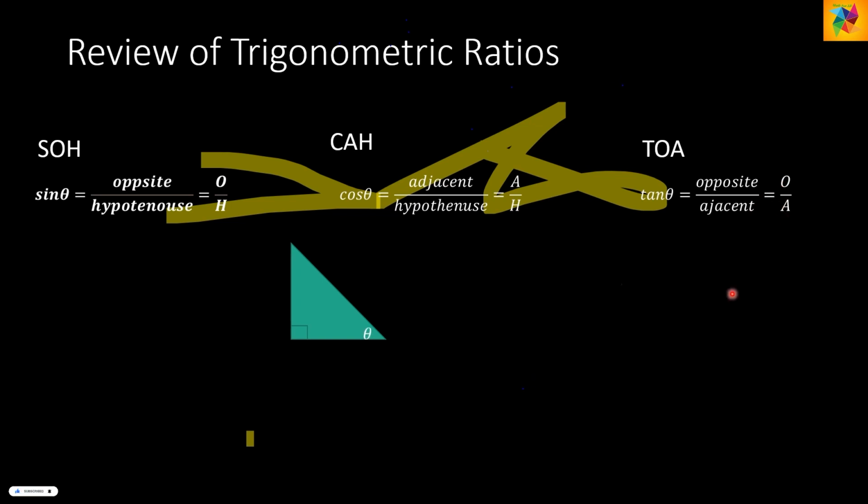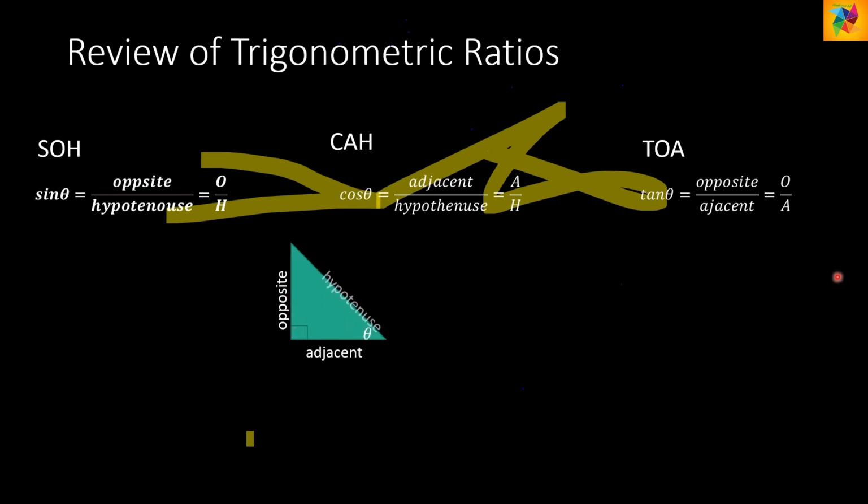Now that we know our ratios, we want to identify the sides of the right triangle. The side next to the angle theta is called the adjacent side. And if we go across from theta, that is the opposite side. So if you just put your index finger here and go across, you're going to see the opposite side.